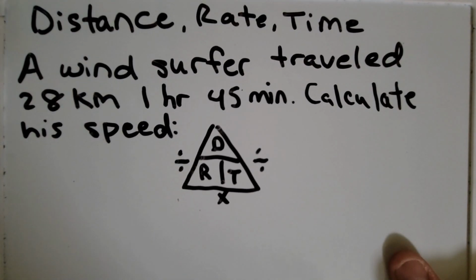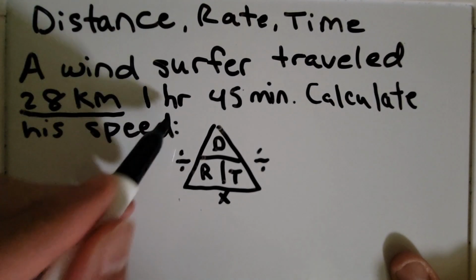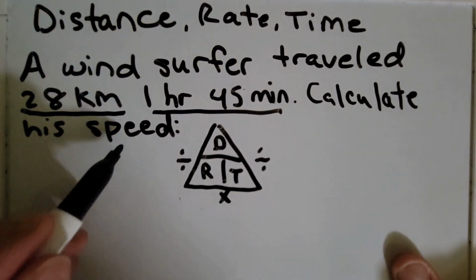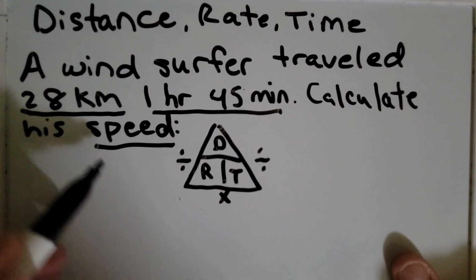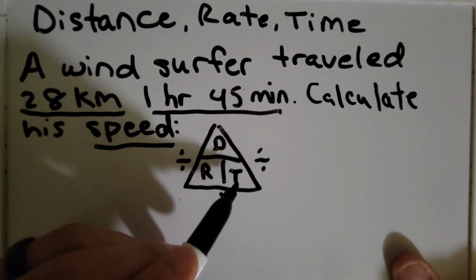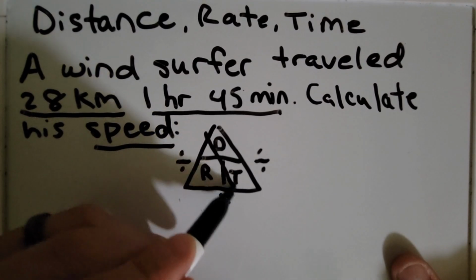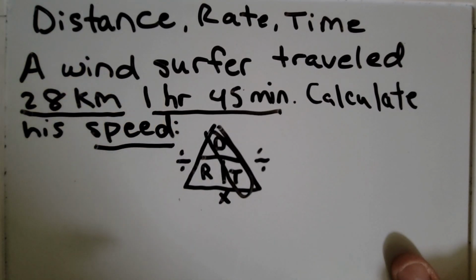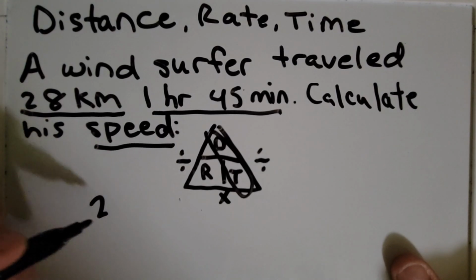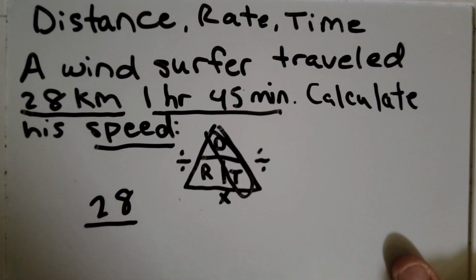So as we can see in this, the kilometers is the distance that it's giving us, and then it's also giving us the time. Then it asks us to calculate the speed. So what we can say from that is we have the distance, we have the time, so we need to find the speed from it. So the distance is going to be 28 kilometers. The time is going to be 1 hour and 45.